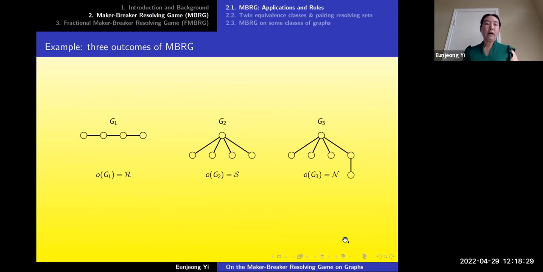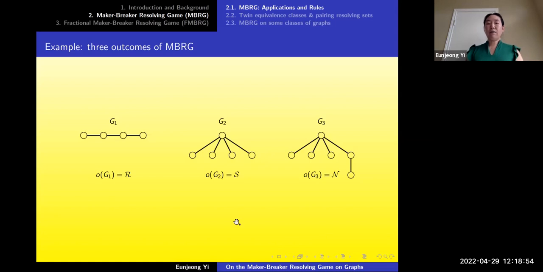So let's look at 3 examples. If you look at a path, the first one, when you pick an end vertex, you can see that it's going to resolve the entire path, vertices 0, 1, 2, 3. So whoever can occupy an end vertex wins. Whether the resolver plays first or second, they are guaranteed to pick one of these 2 end vertices. Therefore, the outcome is that the resolver always wins.